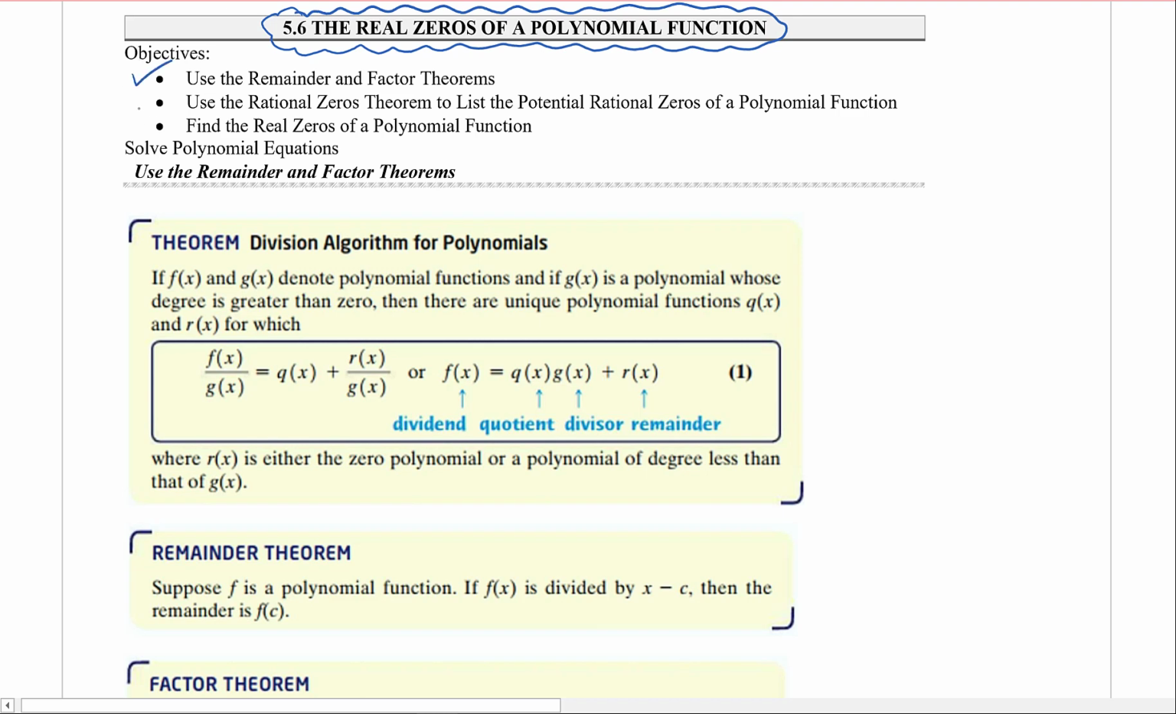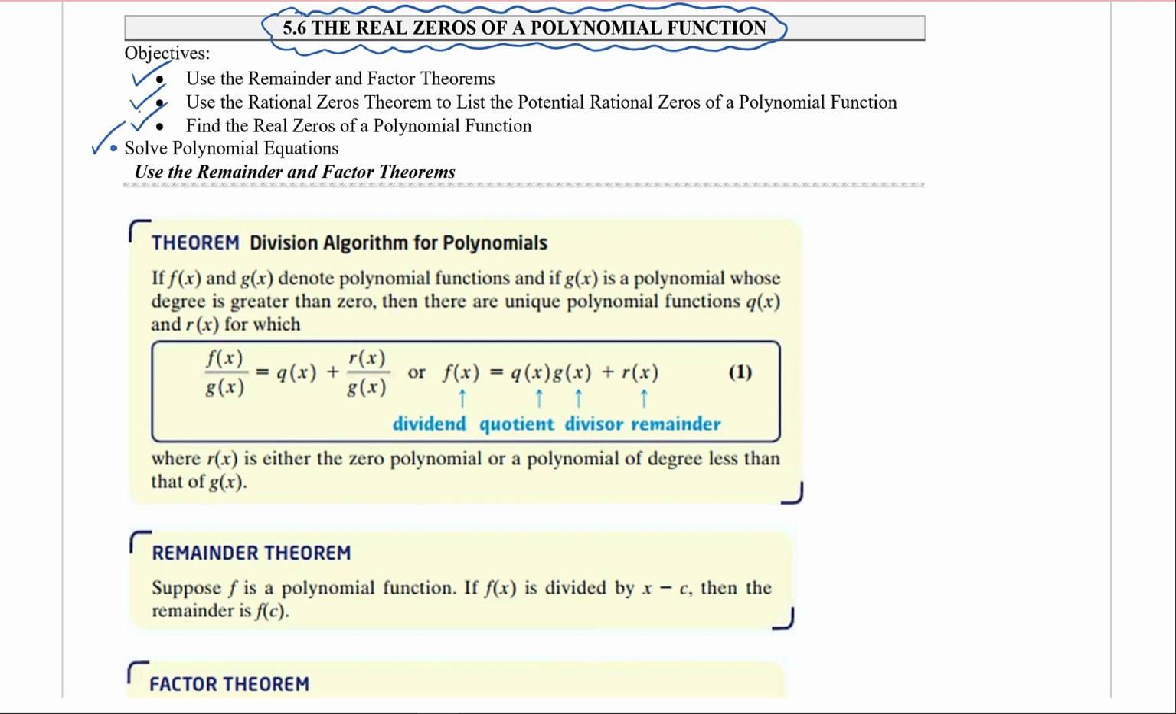We're going to use the rational zeros theorem to list the potential rational zeros of a polynomial function. We're going to find the real zeros of a polynomial function, and we're also going to solve a polynomial equation. So I meant for that to be an objective too. It just didn't get indented there when put into the list correctly.